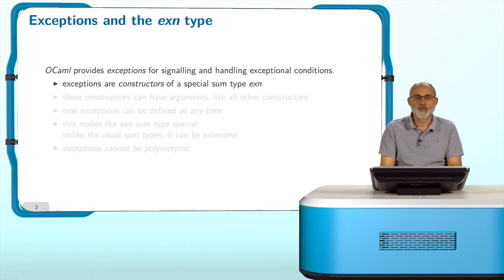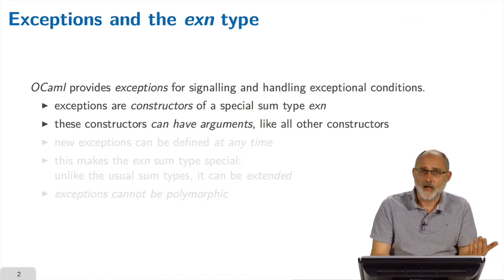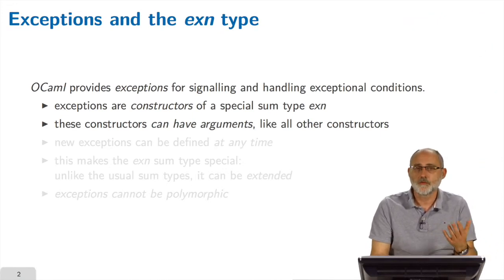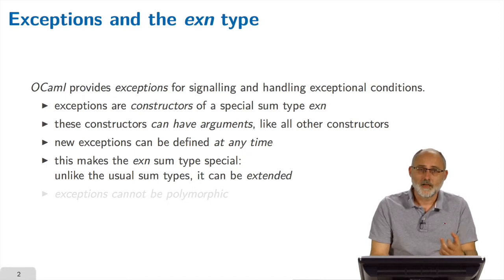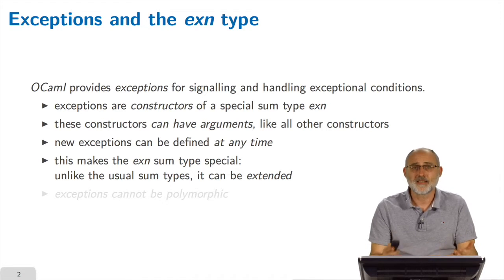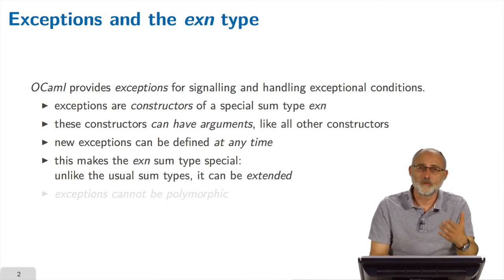I mean, this constructor can have arguments like all other constructors, so it seems like just a typical constructor of a sum type, like the ones we have already discovered. But there are a few differences with respect to the typical constructor of traditional sum types. The first one is that you can define a new exception at any time. This is not the case for traditional sum types. So the sum type exception is somehow special. It can be extended dynamically when you need it.